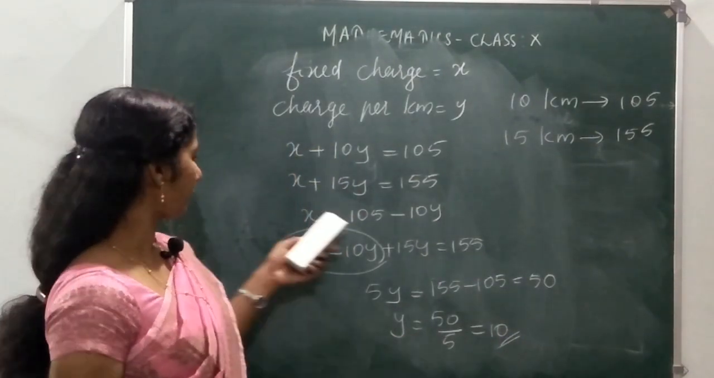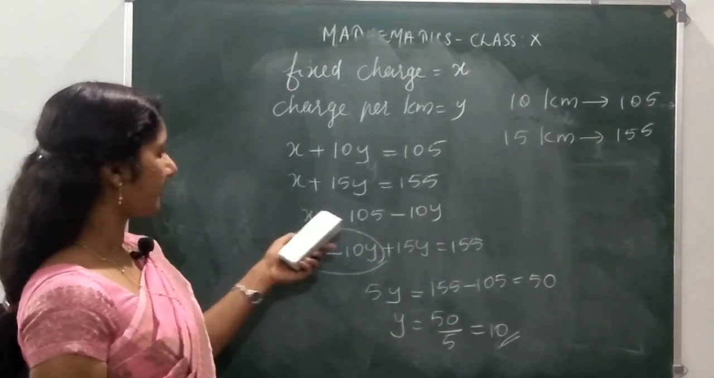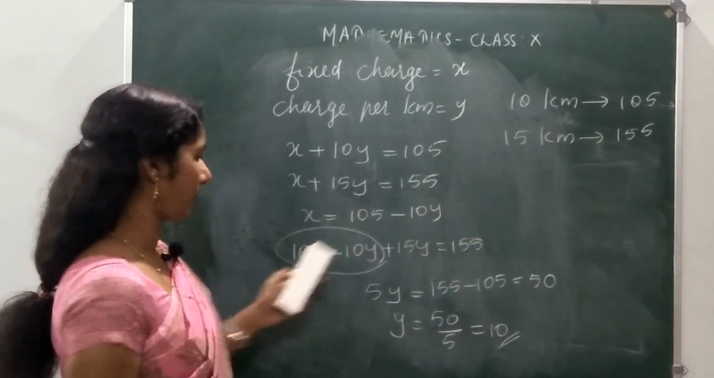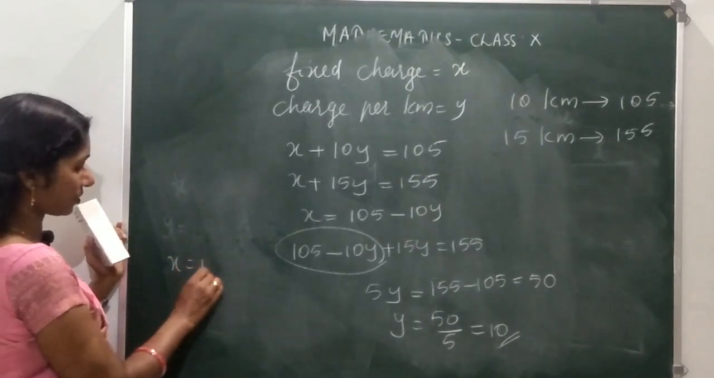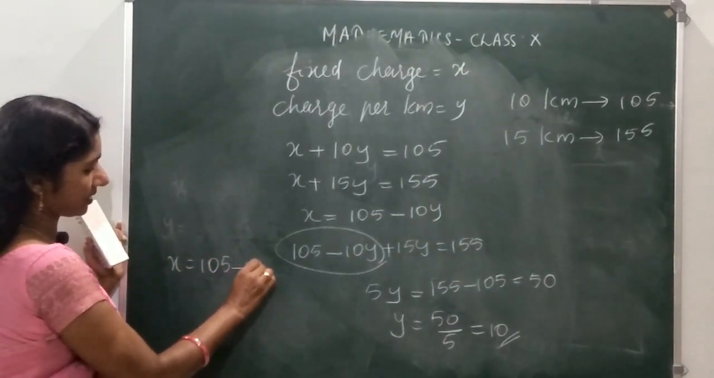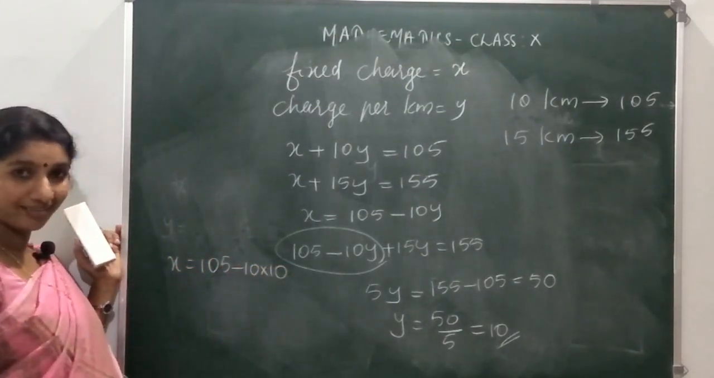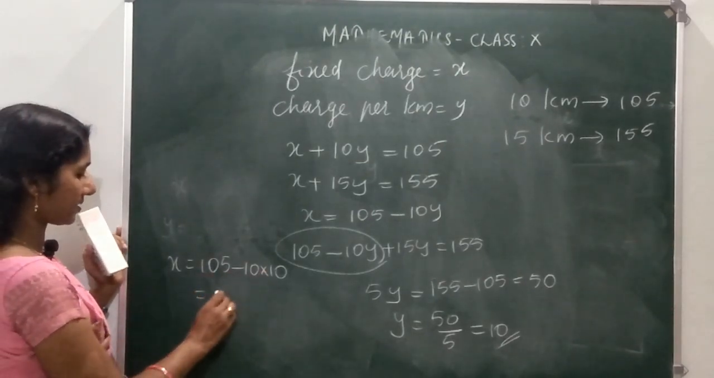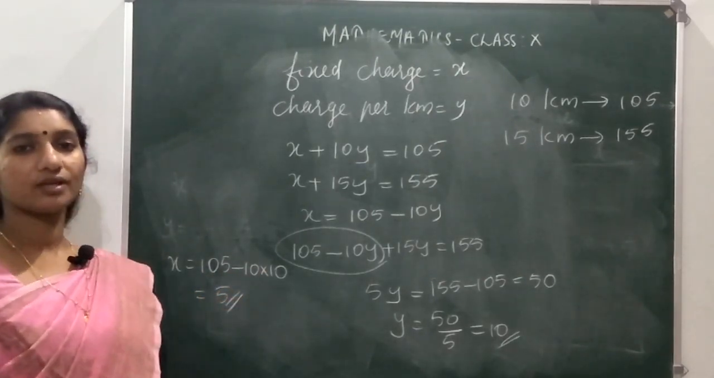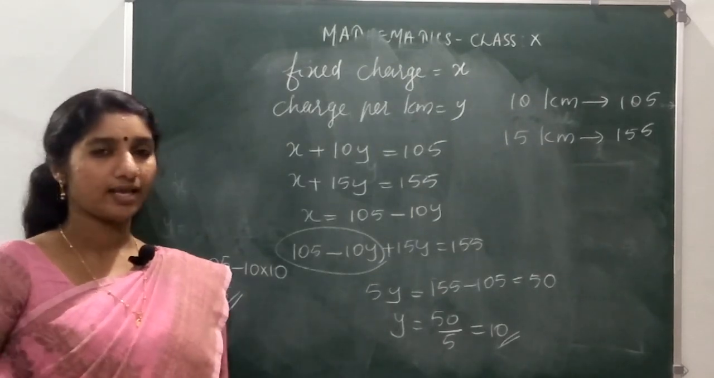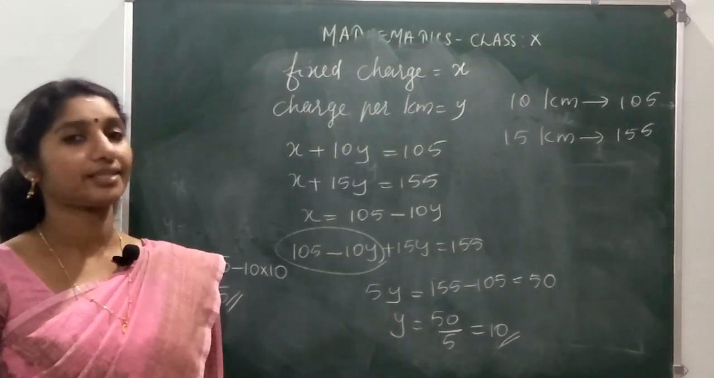Okay. Then we need to find the value of x. x equal to 105 minus 10y. So x is equal to 105 minus 10 into 10, that is 100. So 105 minus 100 is 5. So we got the fixed amount is 5 rupees and per kilometer the amount is 10 rupees.